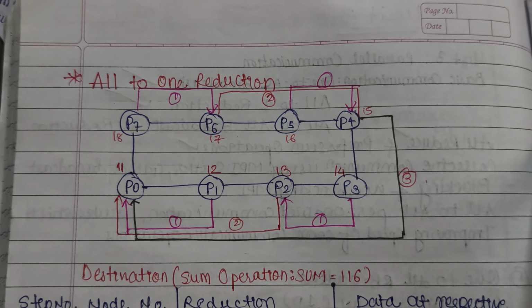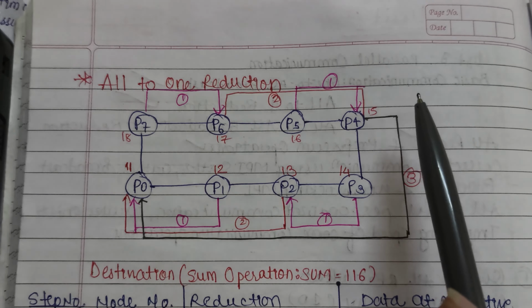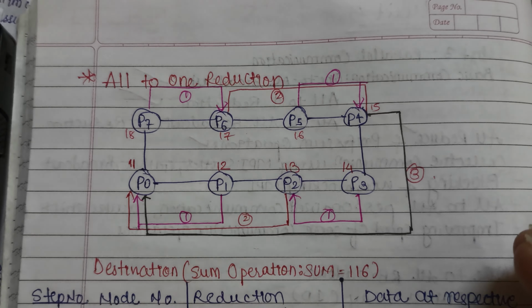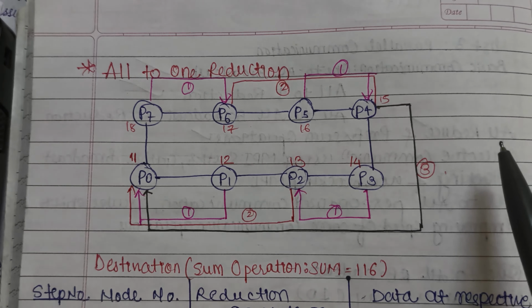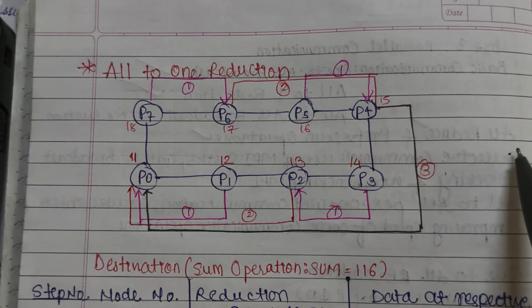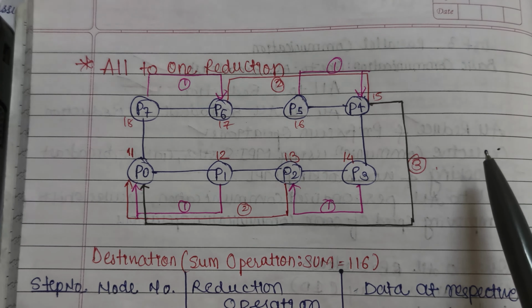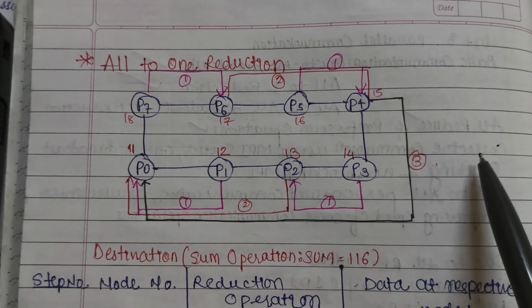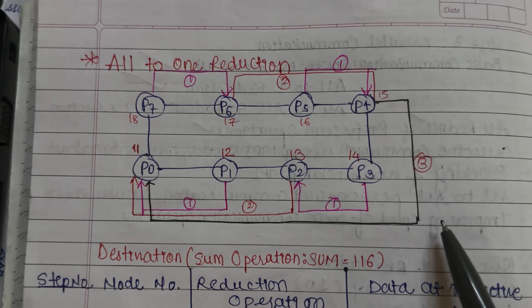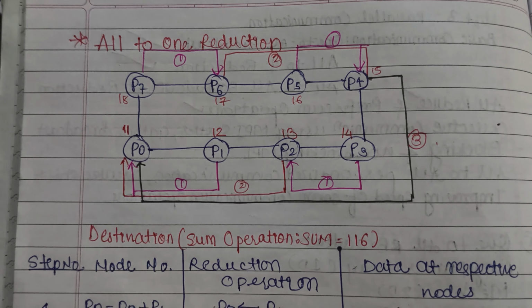Hello everyone, so the topic name is all-to-one reduction. What happens in this all-to-one reduction is that the purpose of this is to combine all the data from all the processors into a single result at one processor. Right now, multiple processors have different data, so we have to combine all that into a single result at one processor. Let us understand how we are doing that and what steps are being done.